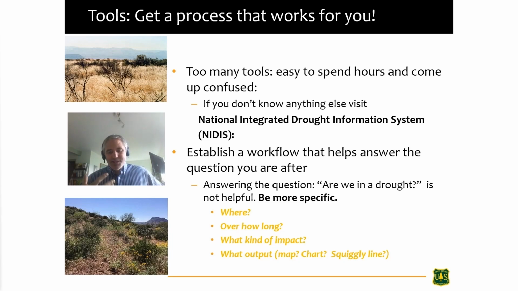But again, just answering the question, are we in a drought, is not very helpful. We need to be more specific about where we are talking about, over how long, what kind of impacts we are interested in, and importantly, what kind of output we want. Maps, charts, squiggly lines, what is it? All these factors will help us determine the type of tools and workflow we need to be successful.